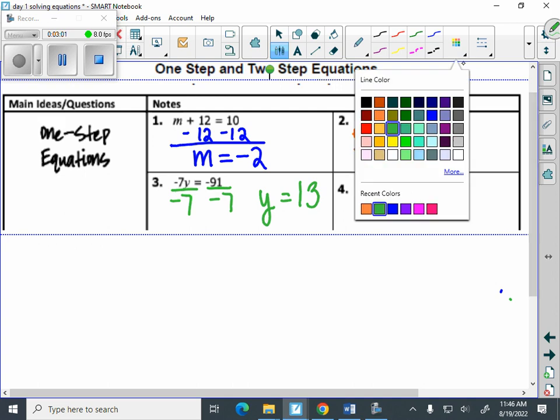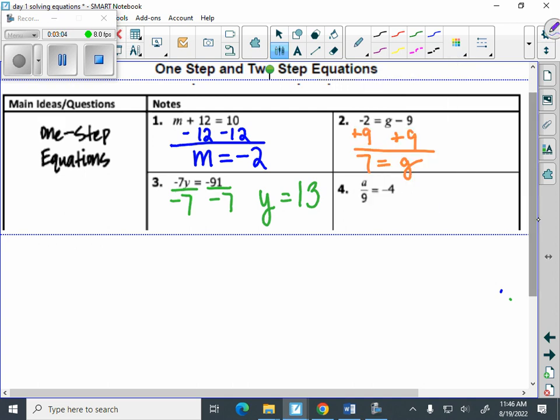And then the last part here in our one-step equations: this problem says a divided by 9. We want to undo the division, and the inverse operation of dividing is multiplying. So we're going to multiply this side of the equation by 9, which means we need to multiply the other side of the equation by 9. 9 divided by 9 is 1, so we're left with 1a, and then negative 4 times 9 is negative 36.